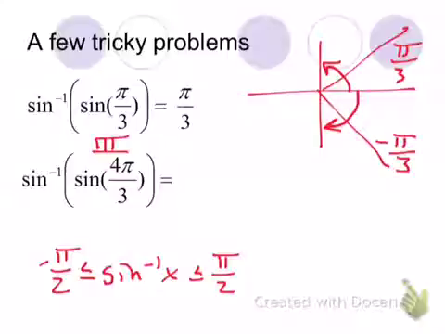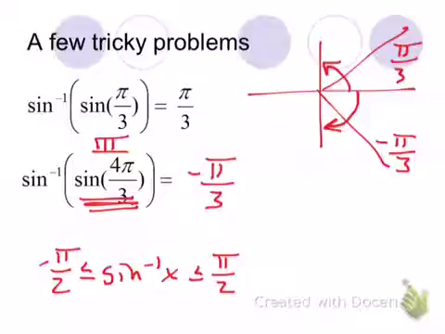Alex, which one is it? Negative pi over 3? Is that right? Is the sine of 4 pi over 3 positive or negative? Sine is negative in that quadrant. And so we're going to be right here where the sine is negative. Negative pi over 3.